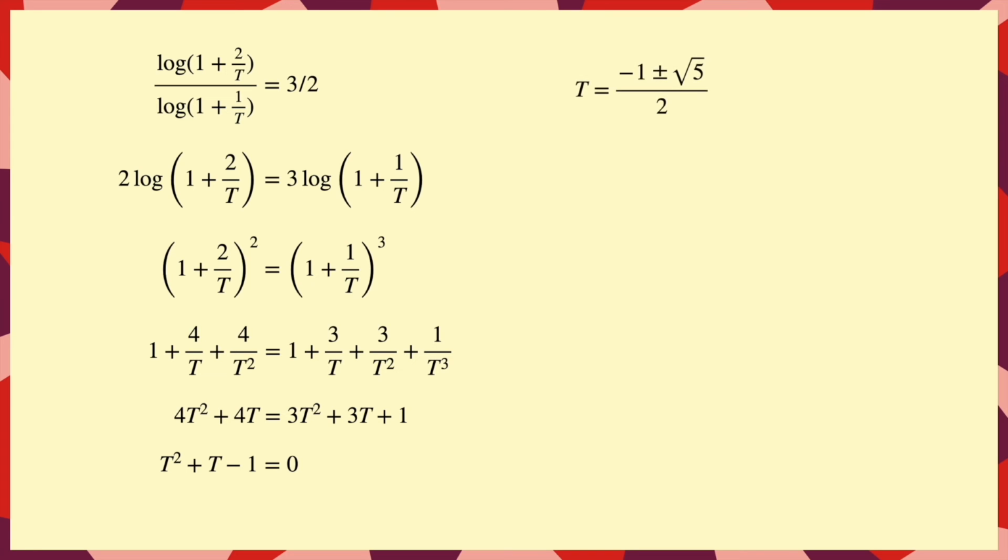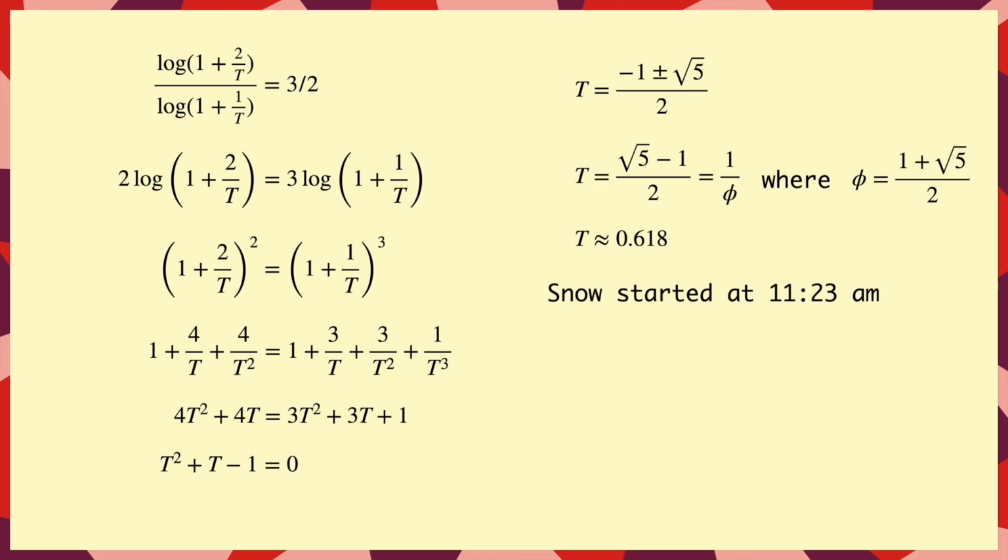Now, this gives us two solutions, and one of these is clearly negative, but since we said that T has to be positive, we're only interested in the positive one, which happens to be 1 over the golden ratio, phi. So our answer is roughly 0.618 hours before noon, or about 11:23 a.m. And that's the answer to the question found.